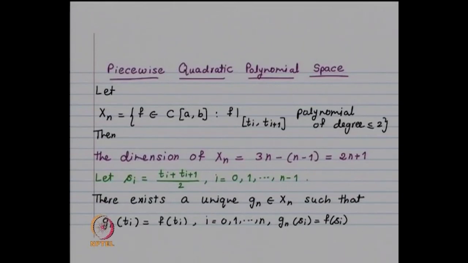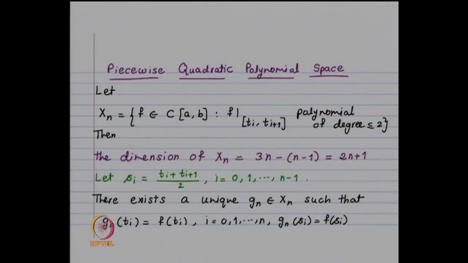Now, we consider piecewise quadratic. We look at a uniform partition. X n is the vector space of functions which are continuous and which are such that on each subinterval it is a polynomial of degree less than or equal to 2. So, the dimension of the space X n is going to be n intervals, on each interval a polynomial of degree less than or equal to 2, that means 3 coefficients. So, it is 3 n, and then interior partition points are n minus 1 in number, t 1, t 2, up to t n minus 1. You want continuity, so subtract n minus 1 and then you get 2 n plus 1.